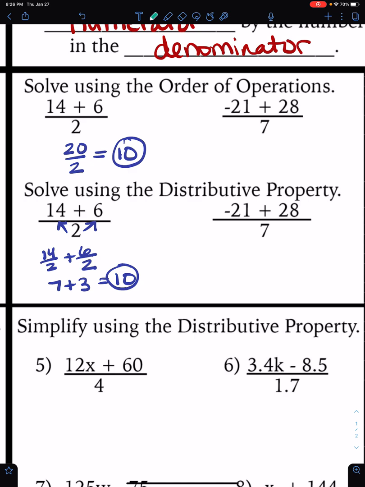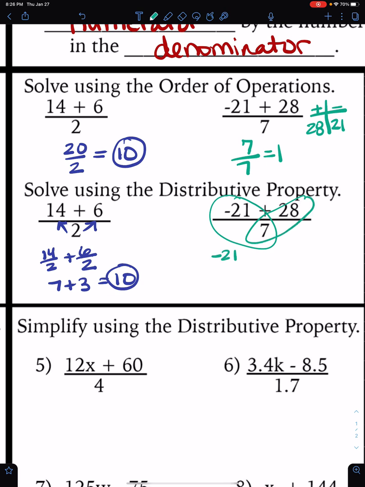So up here, negative 21, if you can't remember how to do that, we've got 28 positives, 21 negatives, so the positives would win by 7 points, and 7 divided by 7 is 1. If I use the distributive property, I would divide both of these by 7. And that would give me negative 3. Uh-oh. Don't know why I wrote 4 there. Oh, I know why, because I was skipping ahead. Negative 3 plus 4 is also 1.